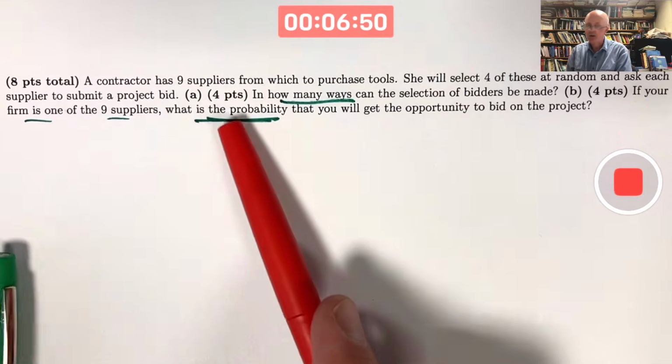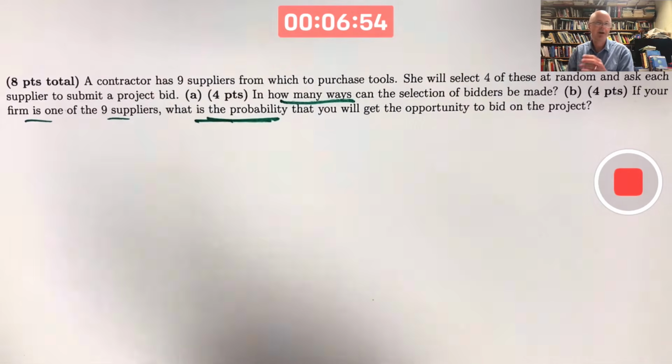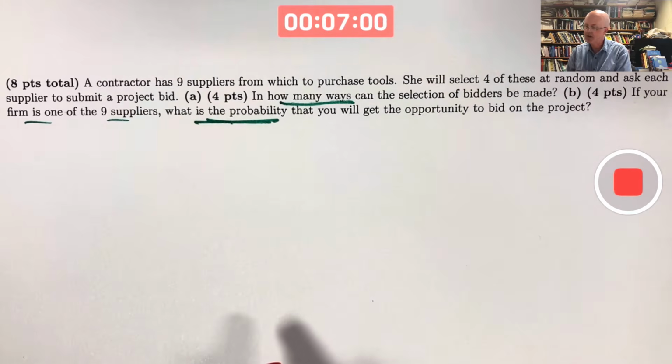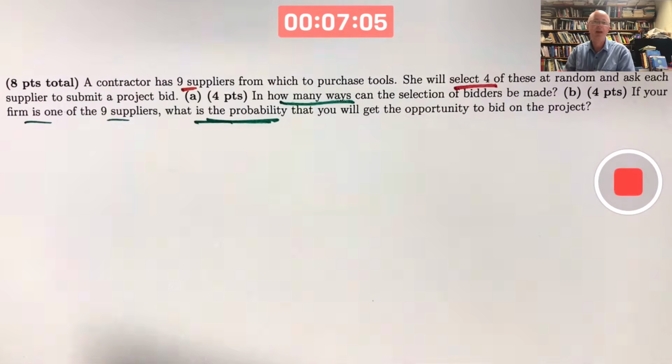First of all, let's look at part A. In how many ways can the selection of bidders be made? Not thinking about giving favoritism, for example. We're not thinking about probability at the moment. We're just trying to enumerate the possibilities. We have 9 suppliers to choose from, and we're selecting 4 of them. Evidently, based on the way this is phrased, the order that we choose them in doesn't matter.